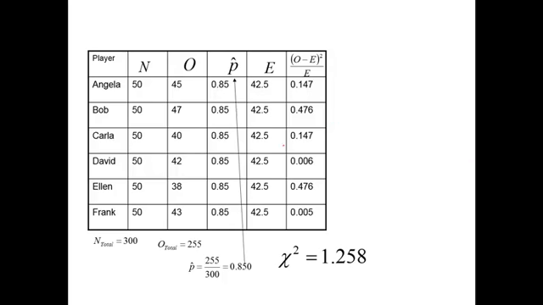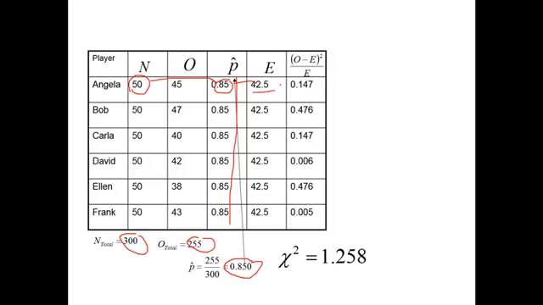Well, we pool the data. We add up the total of the N's and the total of the O's, and so we get 255 over 300. So we expect 85%. We put that in a p hat column and run it all the way down. So we take N times p hat. That gives us our expected.